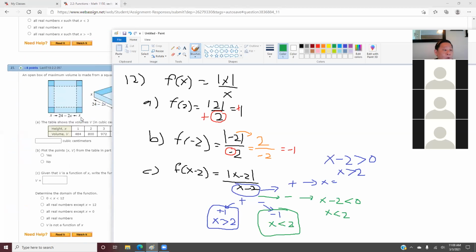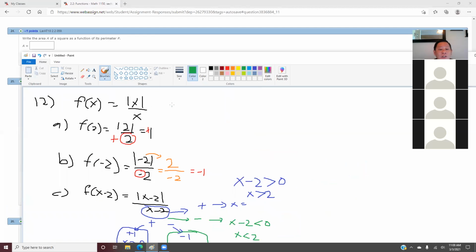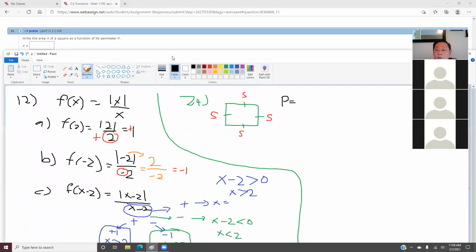Next is 24. Question 24 is asking us for the area of a square as a function of its perimeter. So we have a square, and a square has the same sides. Let's denote this as S. This will be your S, because they're all the same sides. Can someone tell me what the perimeter of this square is in terms of S? Anyone? Anucha?